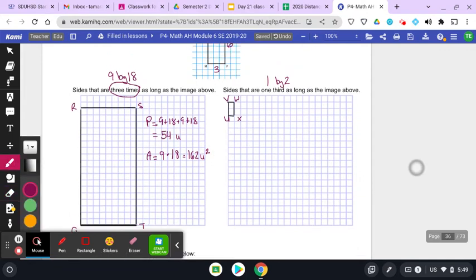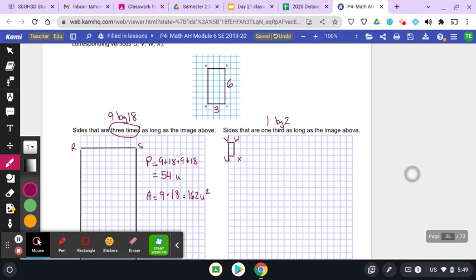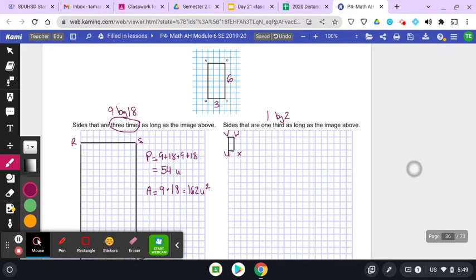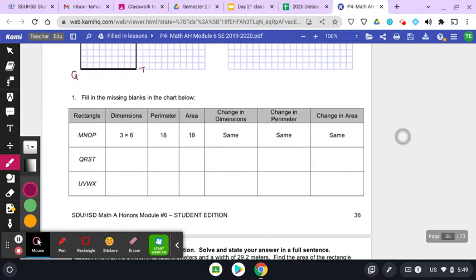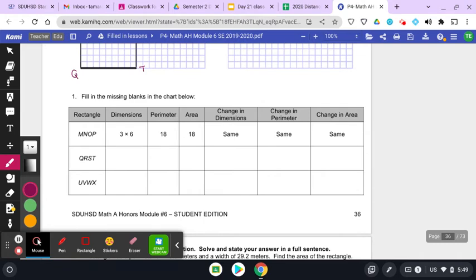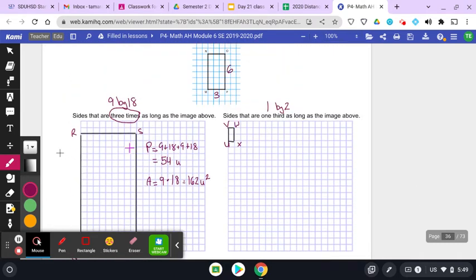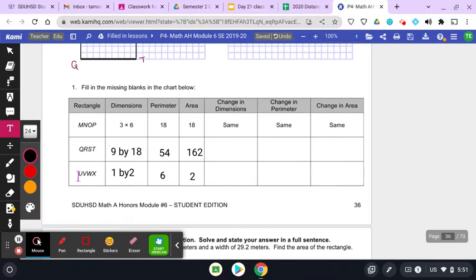So we need to find the perimeter and the area for the original and for the little one. Go ahead and pause the video and find the perimeter and the area of those, and then fill that information into our first half of the chart. All right, so for the original one, it should have a perimeter of 18 and an area of 18. For your enlarged one, you should have a perimeter of 54 and an area of 162. And for the reduced one, you should have a perimeter of 6 and an area of 2.